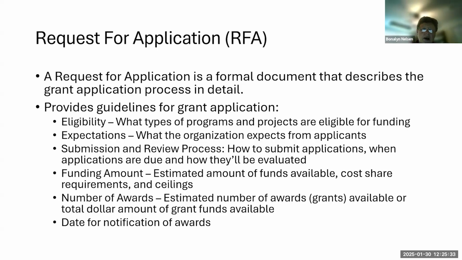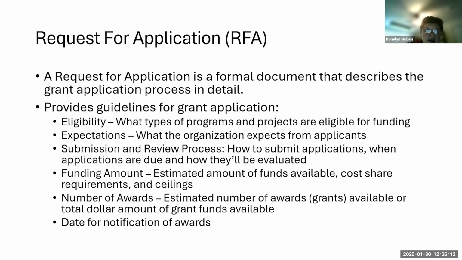The funding amount, okay, it will tell you the total amount of funds available. For example, it might tell you there are $3 million in total available for this program. And when those funds are dispersed, that's it. The program will be over. Right? It'll tell you what the cost share requirements are, the funding ceilings. In other words, the maximum amount of money that any one applicant can apply for and receive.